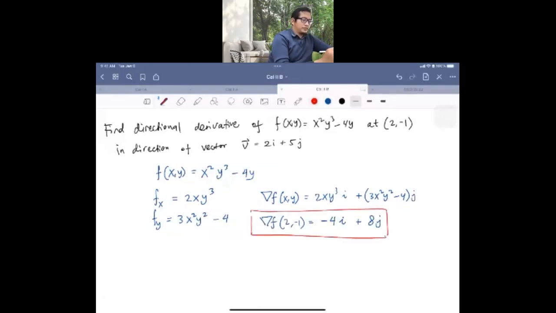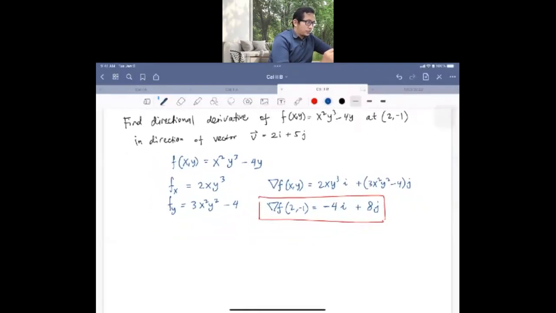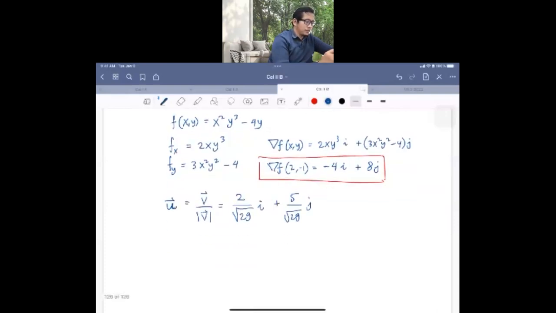So first we get the gradient vector, and then we find the unit vector. Let's say the unit vector is u. So this will be v divided by the magnitude. So 2 divided by the square root of 25 plus 4, so square root of 29, i plus 5 over square root of 29 j.